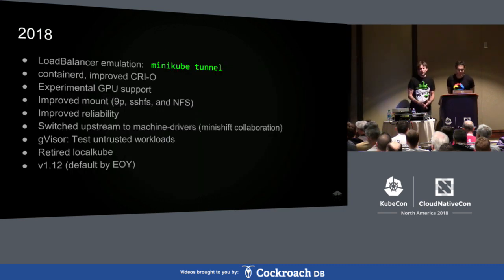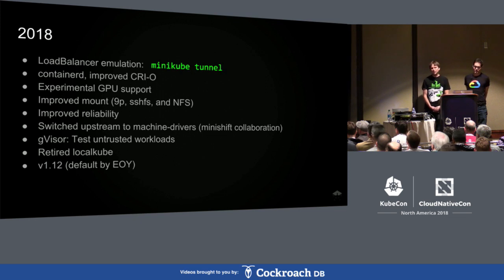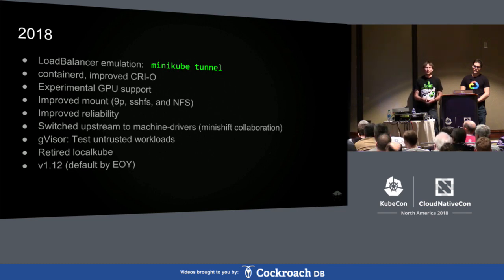So what did we do in 2018? We added the load balancer emulation that you saw demoed there. We improved our container runtime support, added the experimental GPU support, improved mount, improved reliability. We switched the upstream for our machine drivers from Docker machine to the machine drivers org, which is maintained by the folks at Red Hat. So they work on MiniShift, which is a fork of Minikube. And so this is where we did a collaboration so that we could share more code.